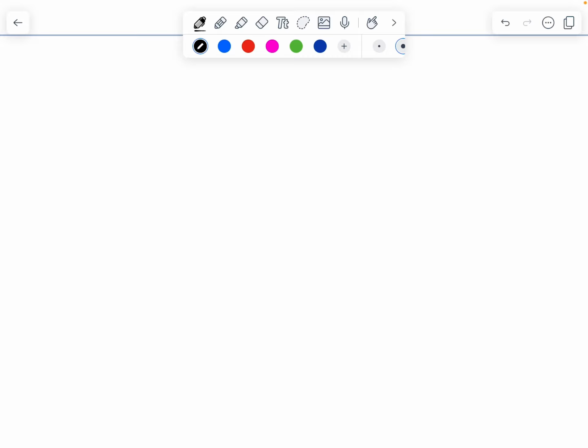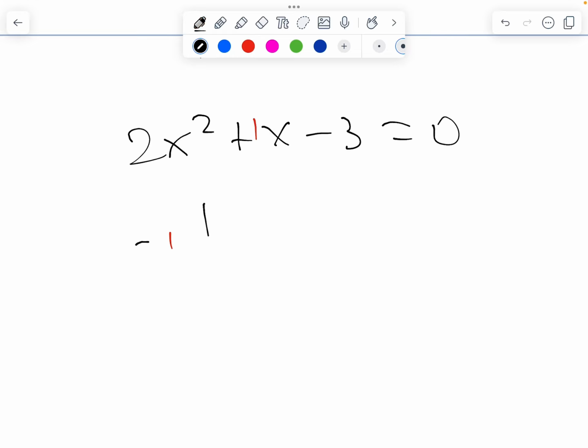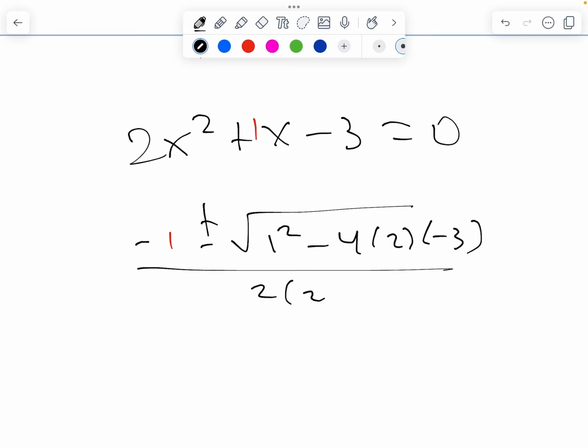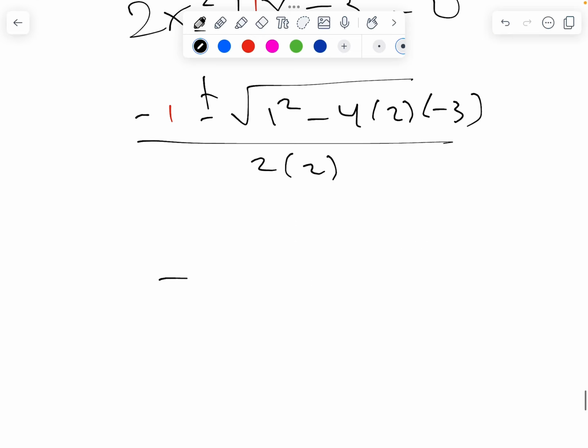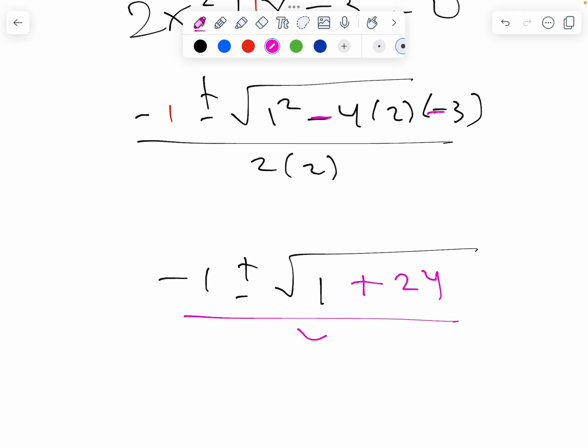Okay, so the second one, you have 2x squared plus x minus 3 equals 0. And for this one, we're going to do the quadratic equation as negative b, negative 1, plus and minus the square root of b squared minus 4ac all over 2a. And that's going to become negative 1 plus or minus the square root of 1. Now this negative right here and that negative turn into a positive. 4 times 2 is 8. That's going to be 24 all over 4.